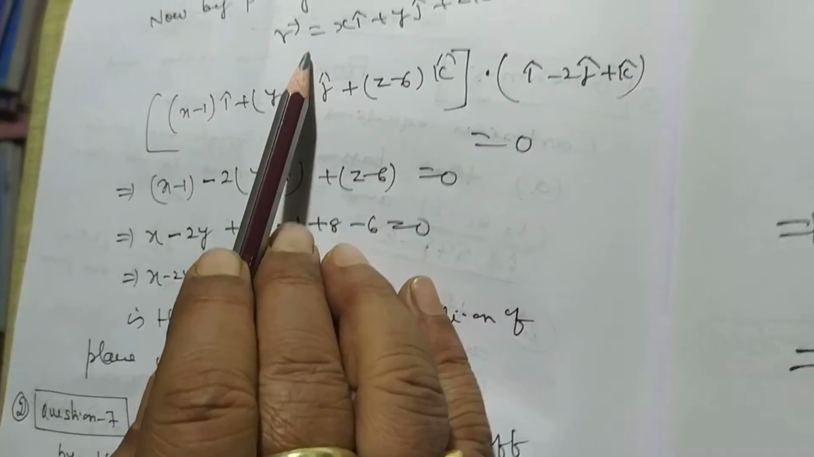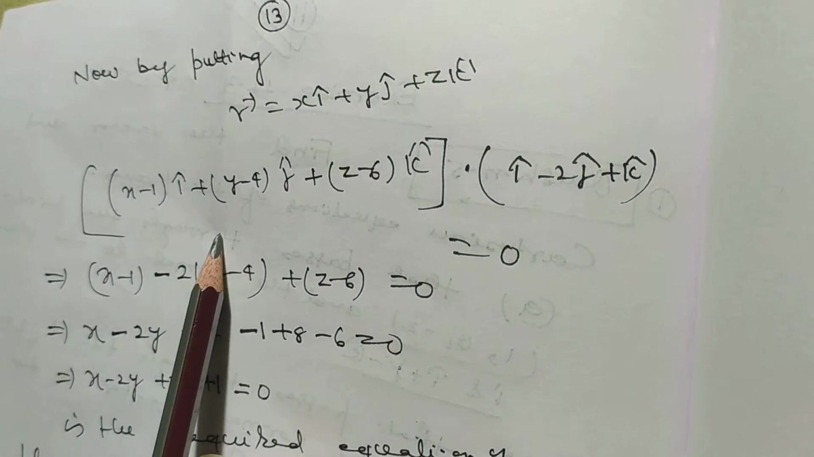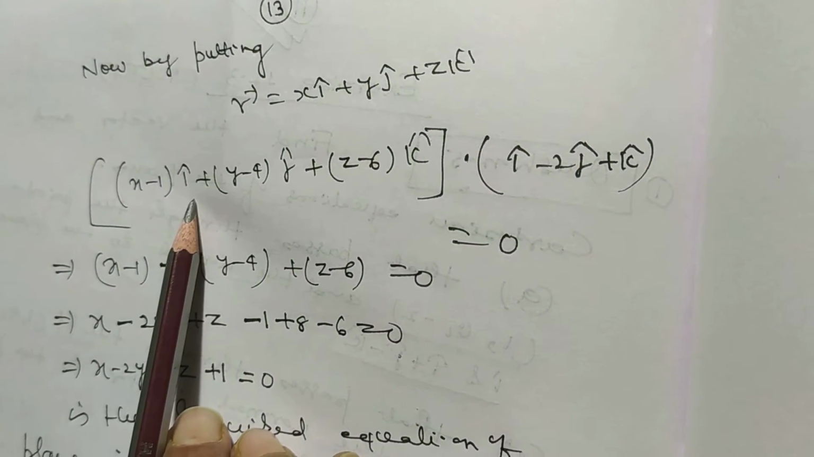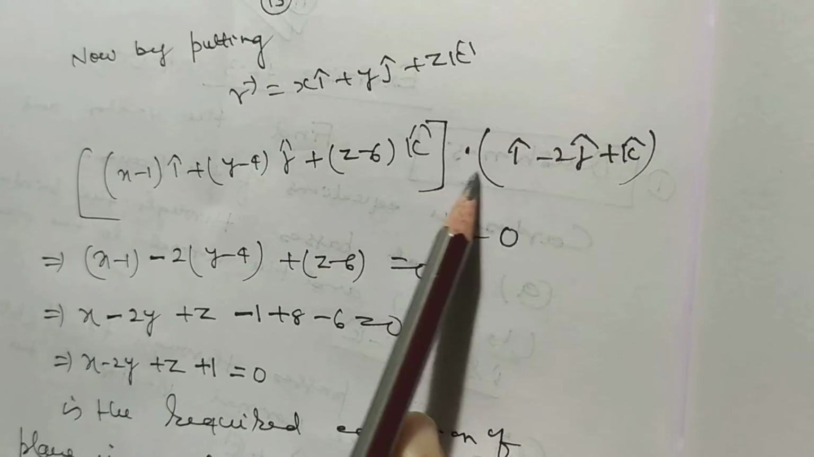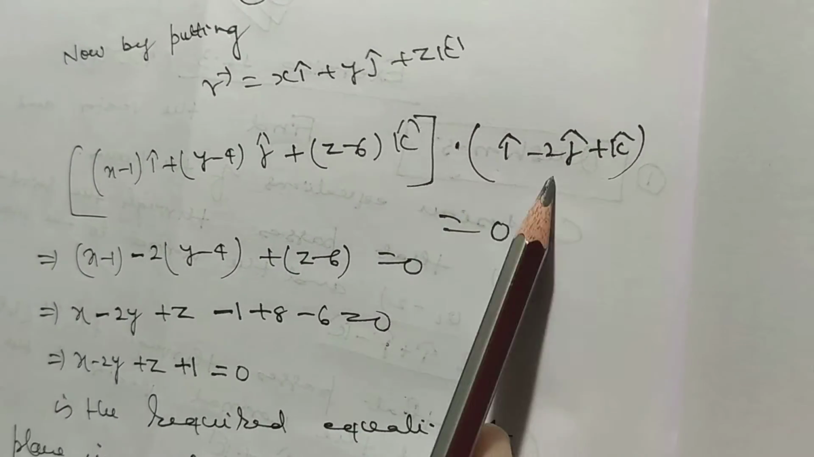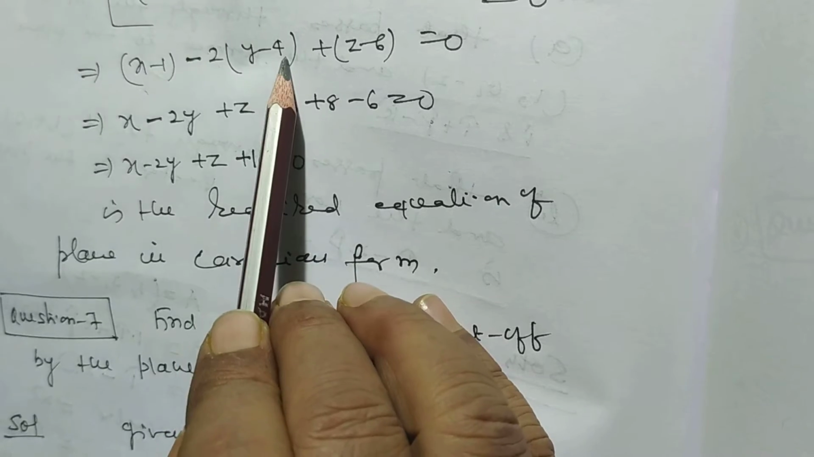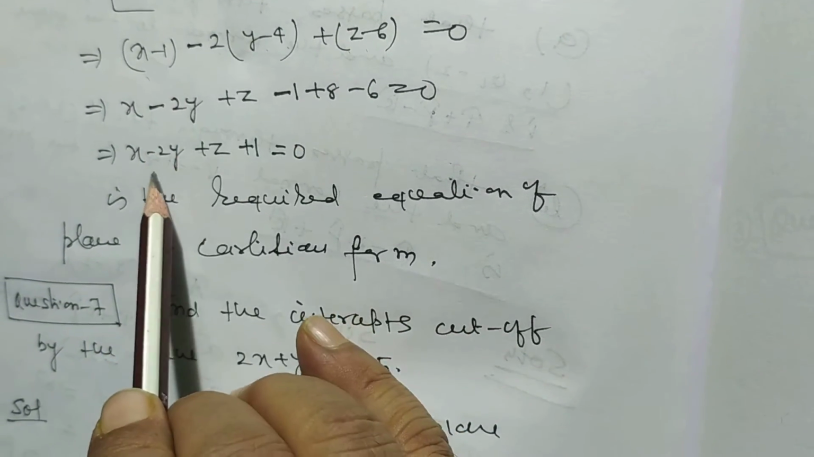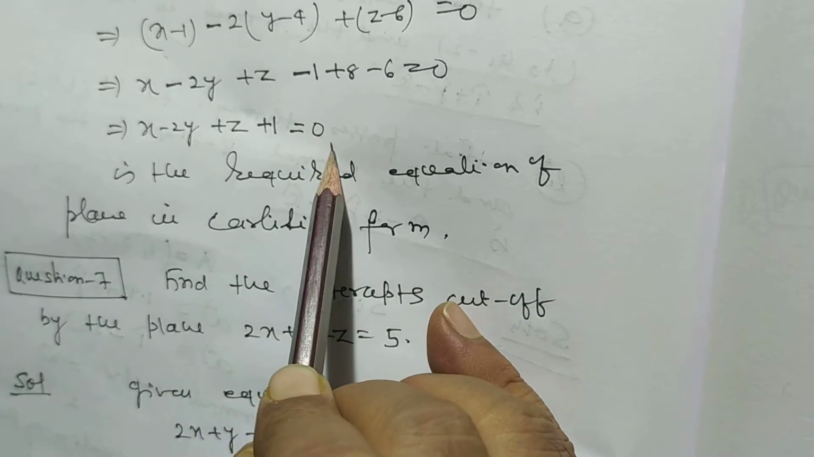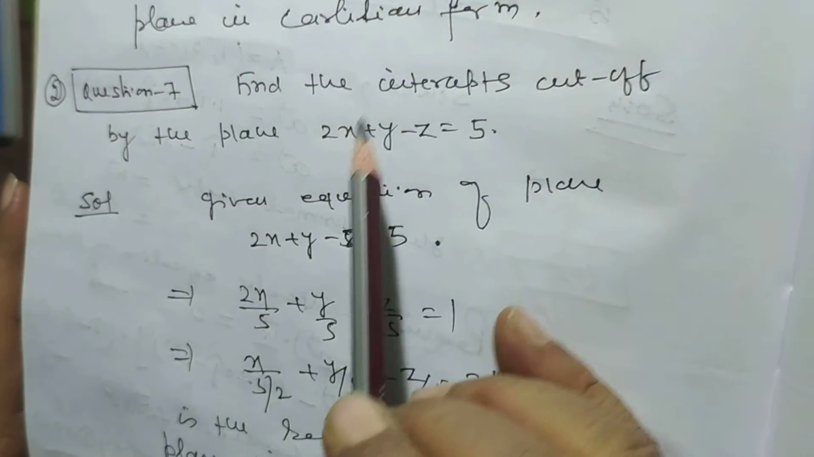Now by putting vector r equal to xi + yj + zk in equation first, we have ((x - 1) i cap + (y - 4) j cap + (z - 6) k cap) dot product with (i - 2j + k cap) is equal to 0. So it will be (x - 1) - 2(y - 4) + (z - 6) = 0. And after solving, we have x - 2y + z + 1 = 0, which is the required equation of plane in Cartesian form.